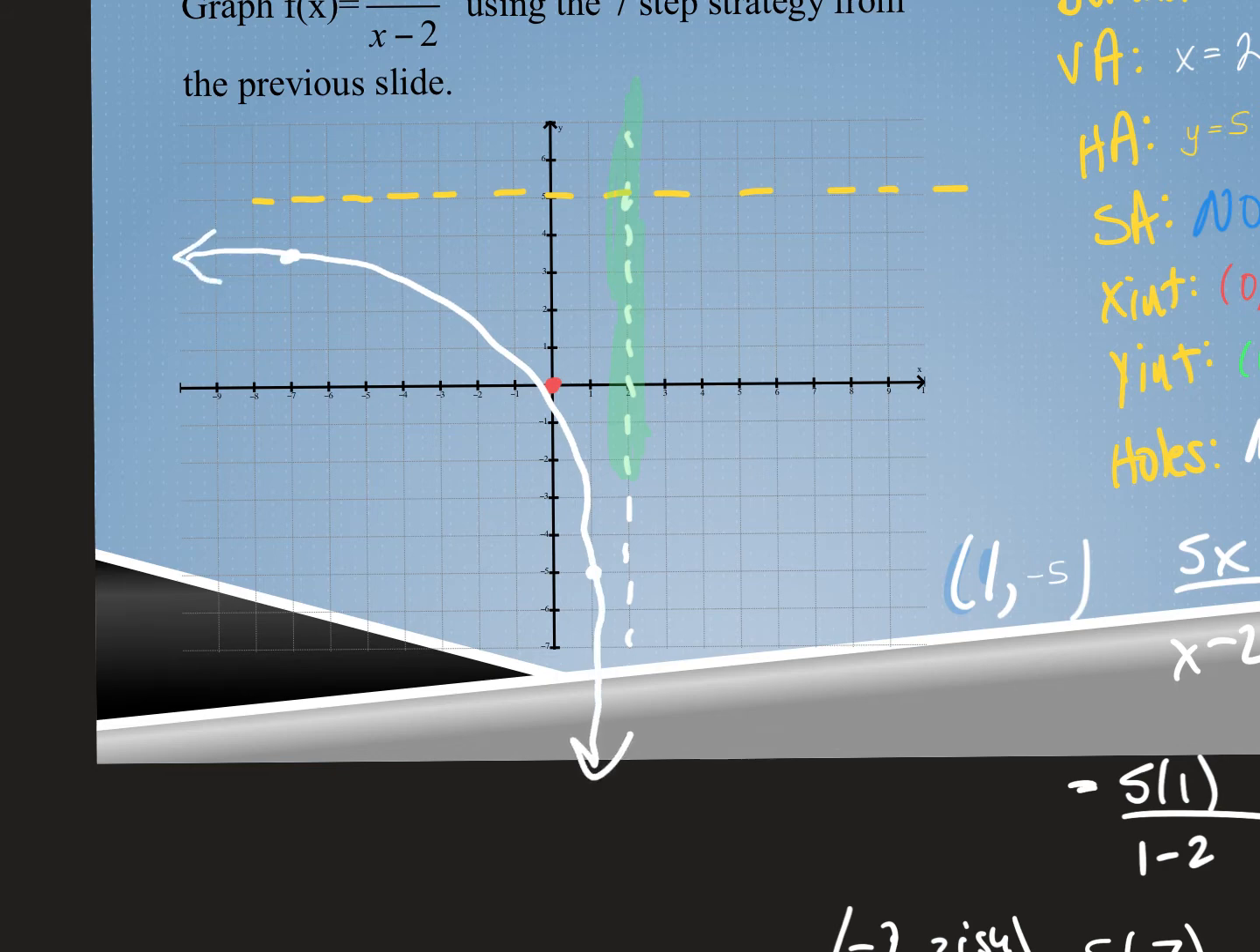Everybody see that? You need to pick a few points. Somebody could have done negative 6. Somebody could, but you need to pick a few points so you can get a general idea of what your curve looks like. Now we're going to pick some points to the right of your vertical asymptote. My vertical asymptote is at x equals 2, so pick something else. Pick something bigger than 2.